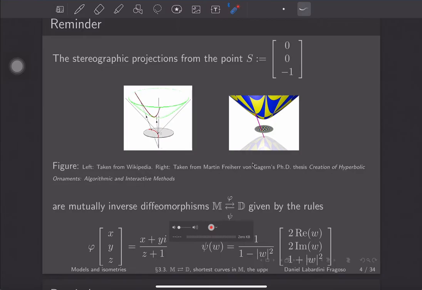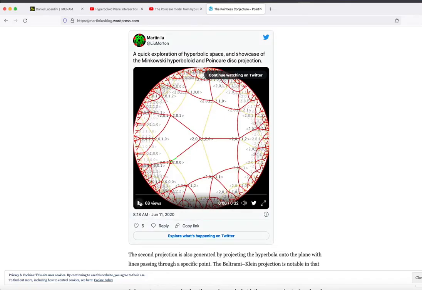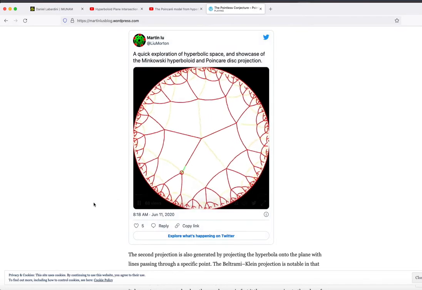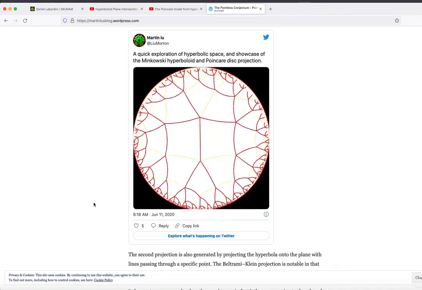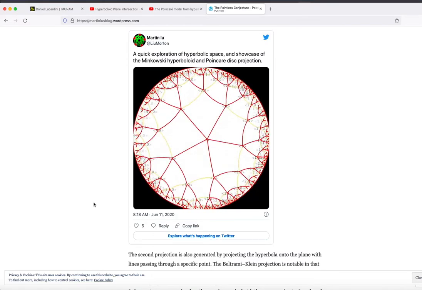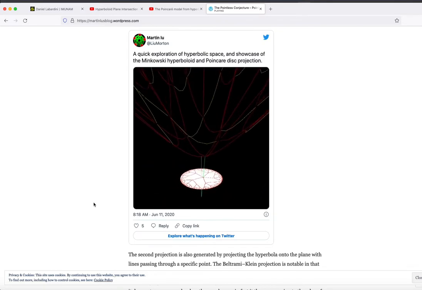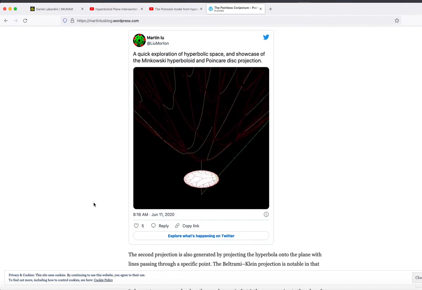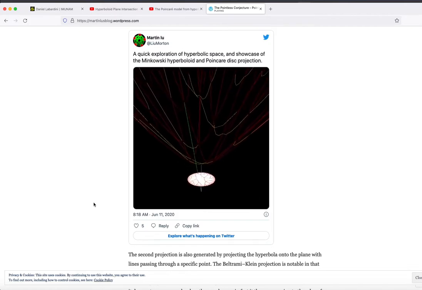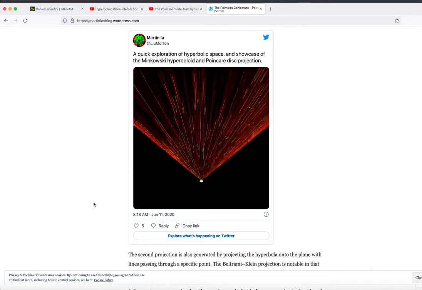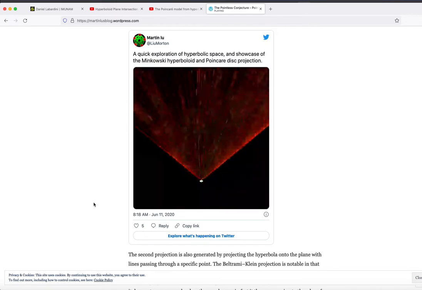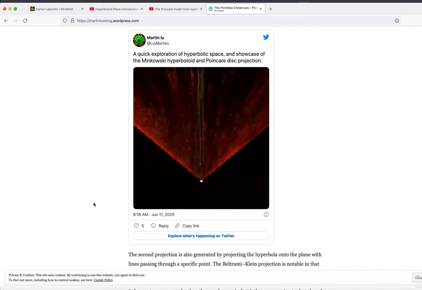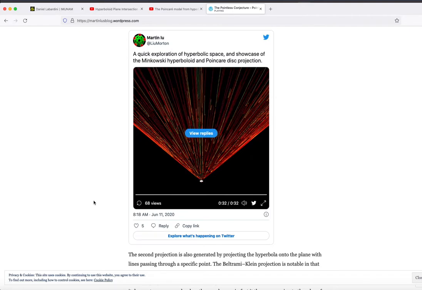I found a very nice video. So let me show it to you. So that's the Poincare disk. And that's the stereographic projection to the hyperboloid. Well, of course, now it zoomed out, so not everything is very clear, but yeah, I think it's a very, very nice animation.